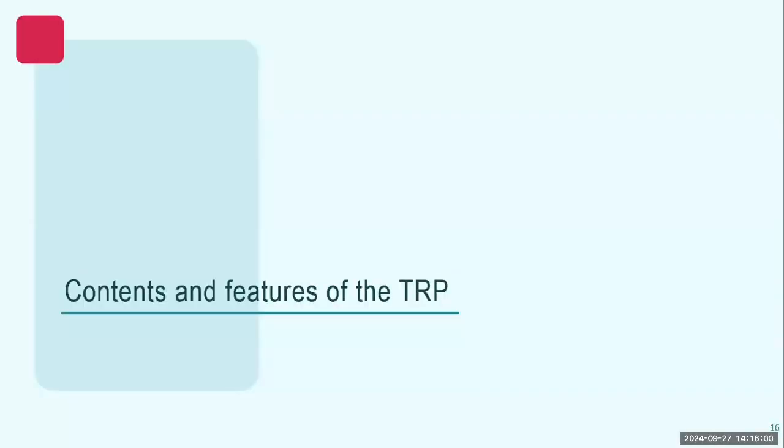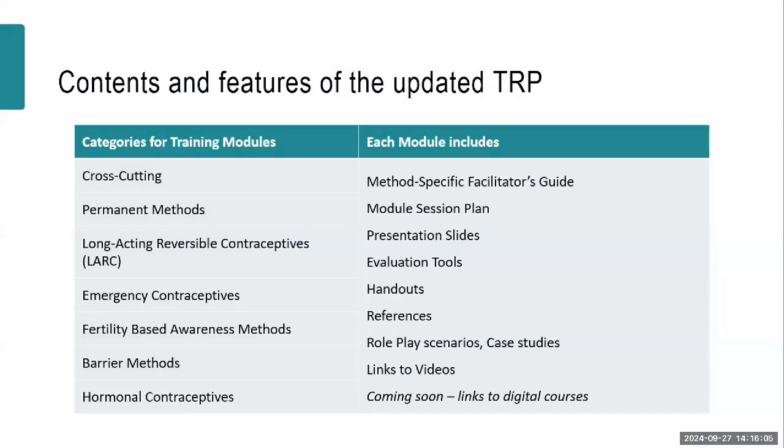Let's go to the contents and features of the training resource package. So broadly, there are two categories. One is cross-cutting and one is method-specific. The cross-cutting modules like counseling, the WHO guidelines, and benefits of family planning apply to all the method-specific modules.